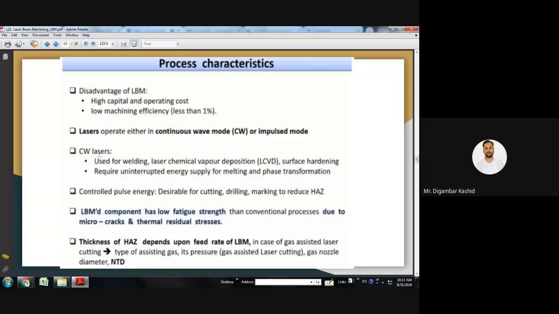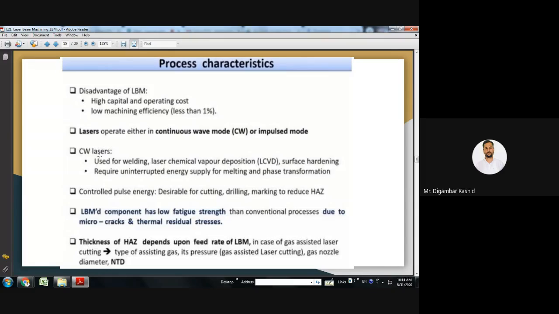If you go for controlled pulse energy, then it is desirable for cutting, drilling, and marking, to reduce the heat affected zone. Next, laser beam machined components have low fatigue strength compared to conventional processes, due to micro cracks and thermal residual stresses.